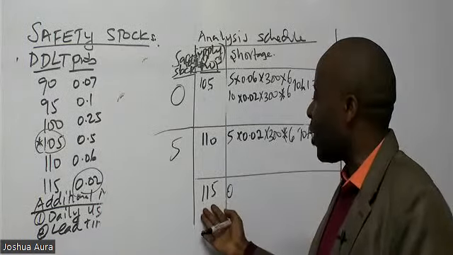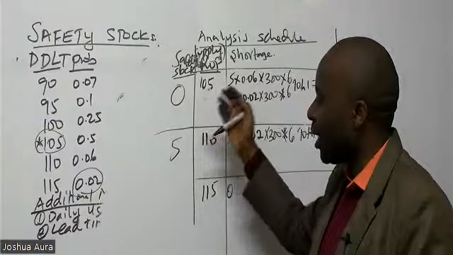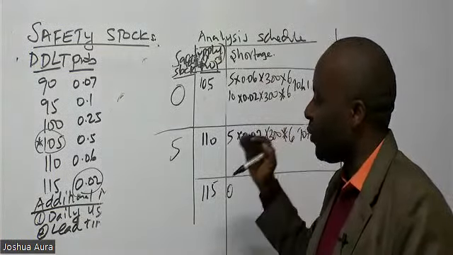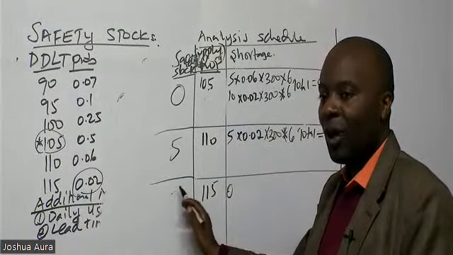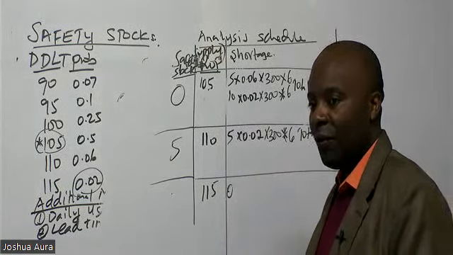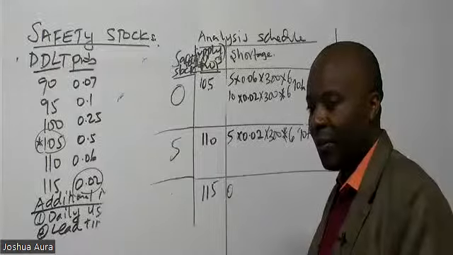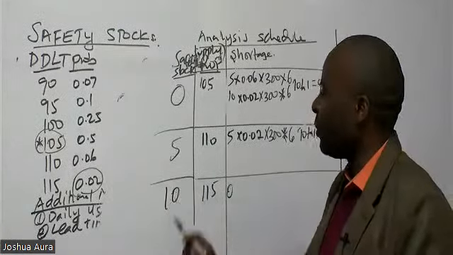What if I supply 115, knowing that this is what will be consumed? The excess goes to safety stock, the excess goes to buffer. So can somebody give me the buffer here? 115 minus 105 gives me what figure? It gives me 10.